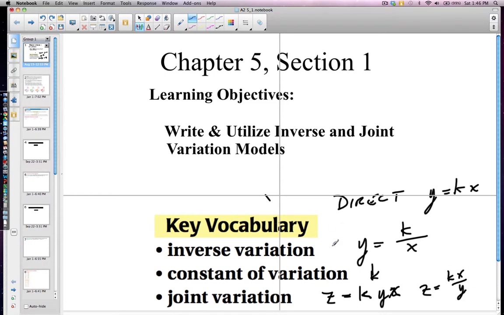So this is your vocabulary for this section. You need to know what inverse variation is and what it looks like. That this value k is called the constant of variation, and joint variation in the standard form the book's going to talk about is z is equal to k times y times x. And the big difference here is it's introducing a third variable. So direct variation was something you studied previously. We're now moving into inverse variation and joint variation.